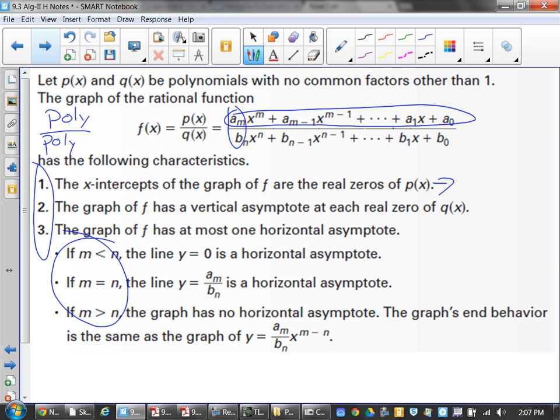You did this where you had to graph f of x equals 3x minus 2 over 2x plus 1. You told me that the horizontal asymptote was at 3 halves, because what's the degree of the top? 1. What's the degree of the bottom? 1. Aren't they the same? You were already doing that.